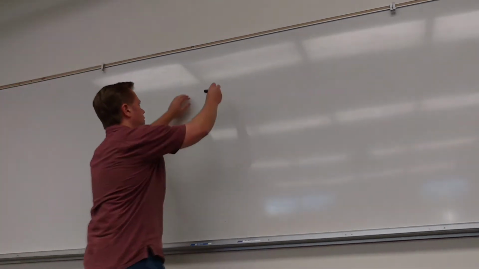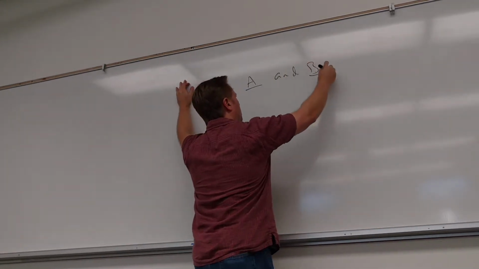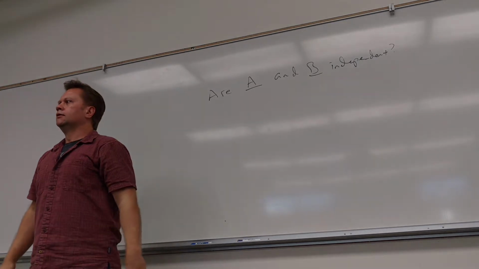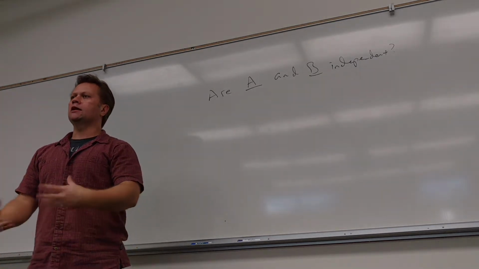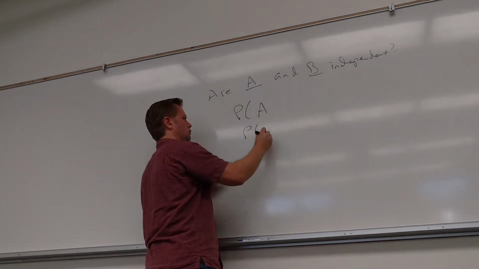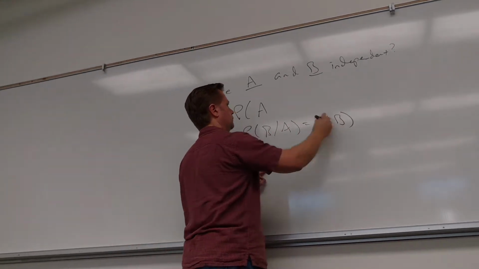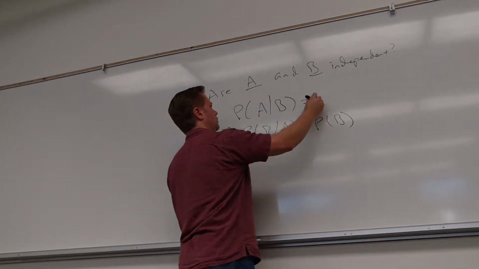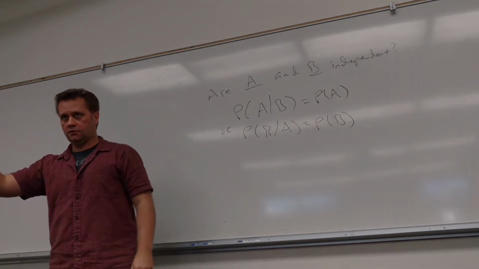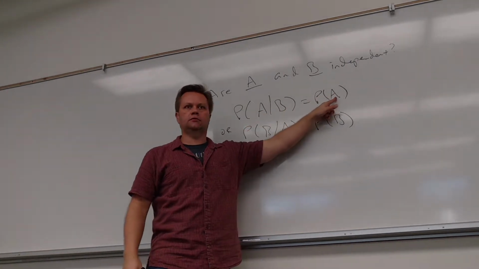How do I check? If the question is, are A and B independent, what do I check? What's the test for independence? How do I show it? Probability of B given A equals the probability of B. Or the probability of A given B equals the probability of A. If either one of these is true, then they are independent. If B happens and A apparently didn't care, do you guys see how I read this?